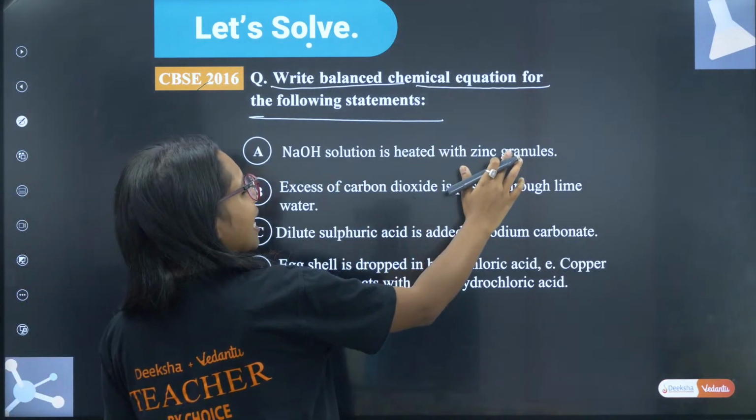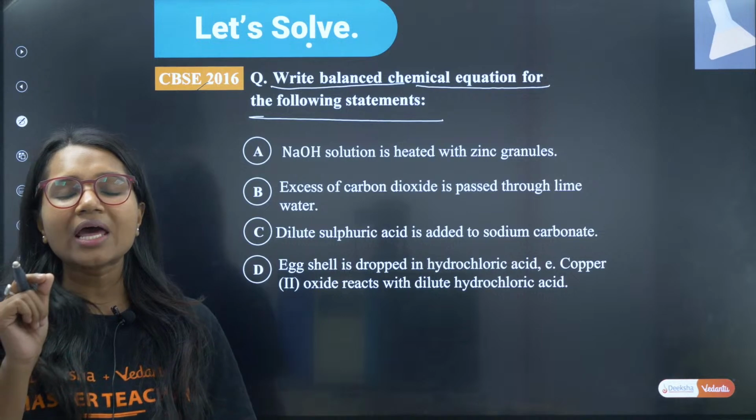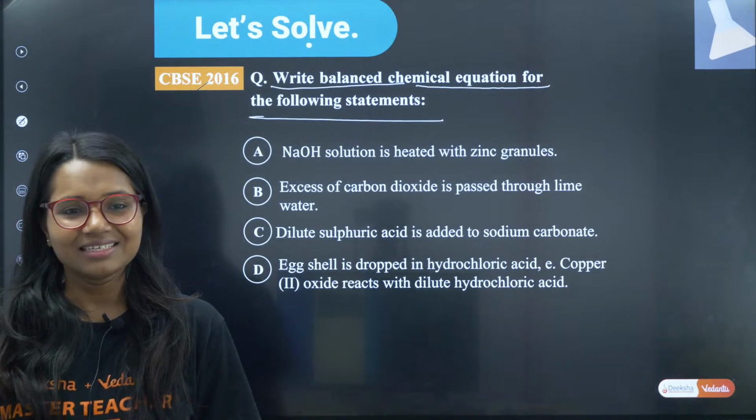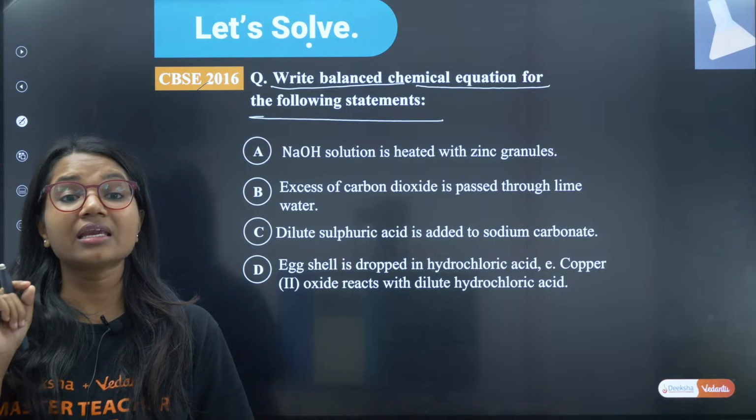Read this question and tell me the answer. NaOH solution reacts with zinc granules. Zinc granules means zinc solid.